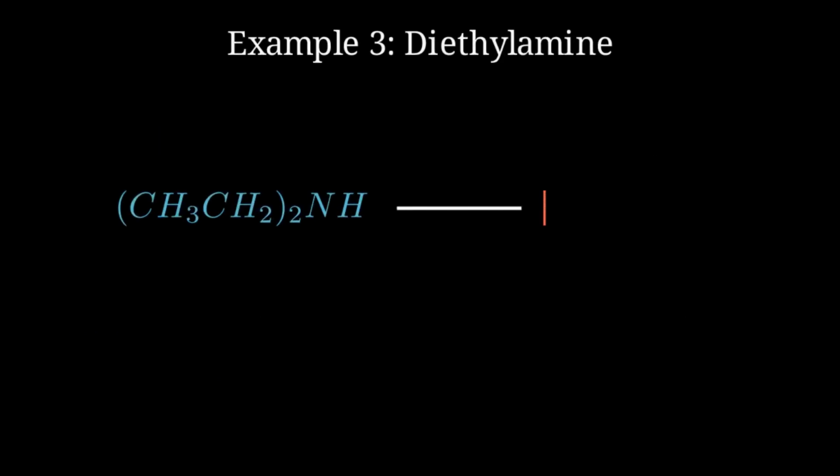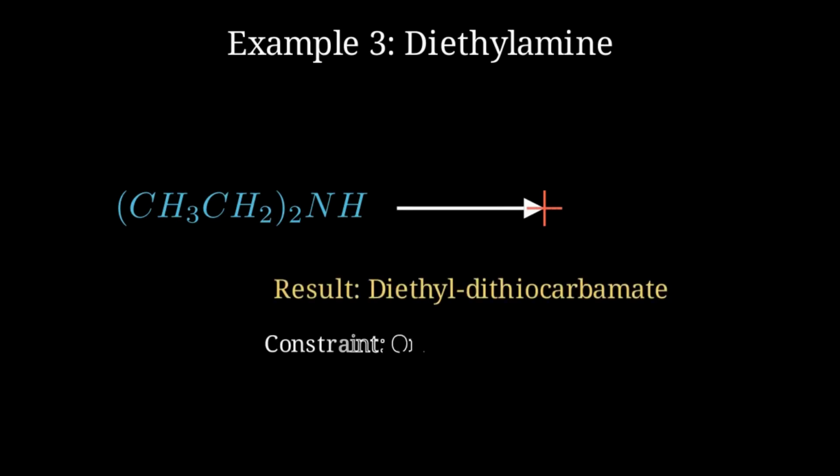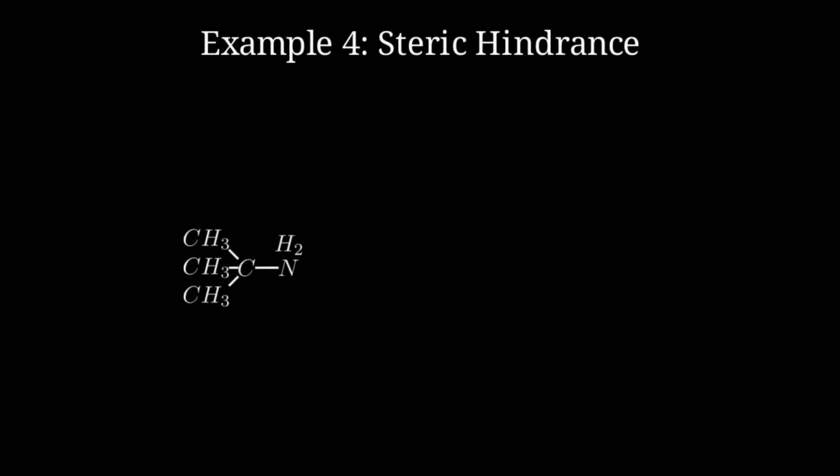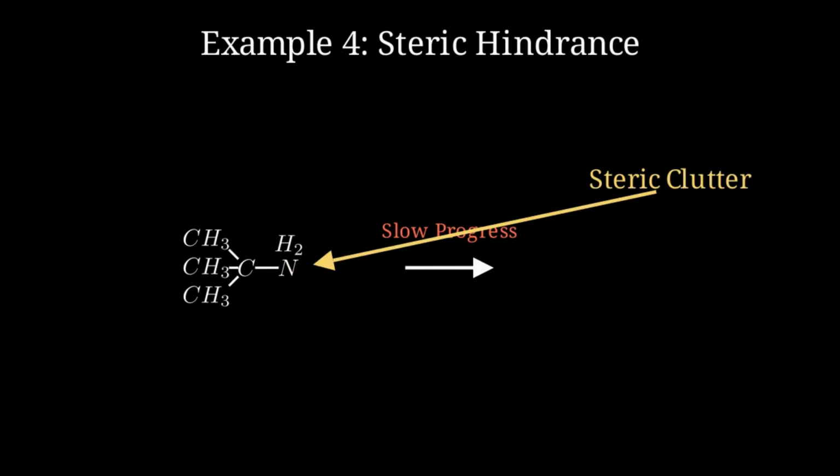In the case of diethylamine, a secondary amine, the reaction stops early. It forms a dithiocarbamate salt. Without a second hydrogen to eliminate, the process cannot reach the isothiocyanate stage, demonstrating a clear structural constraint. Even among primary amines, constraints exist. Bulky groups, like the tert-butyl group, create steric hindrance. This physical crowding slows down the nucleophilic attack, requiring longer reaction times or stronger catalysts to form the isothiocyanate.